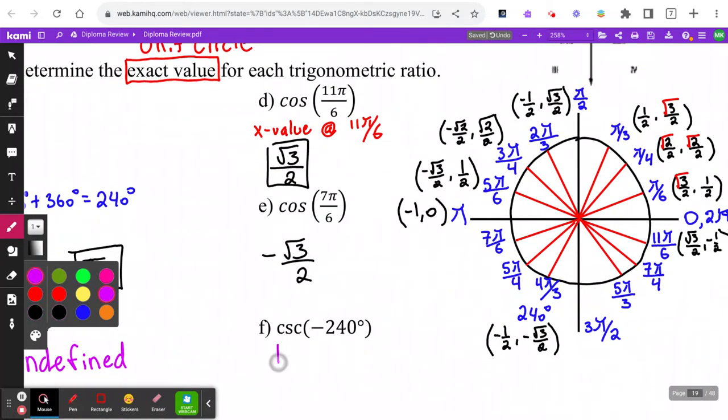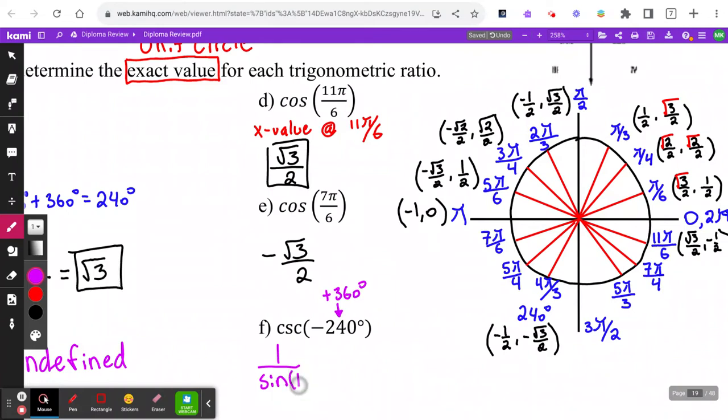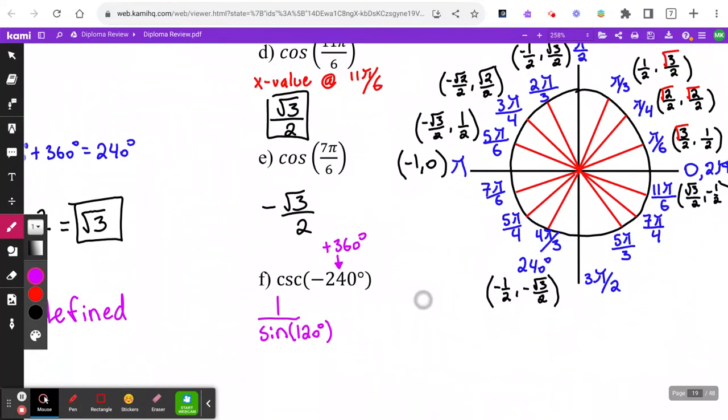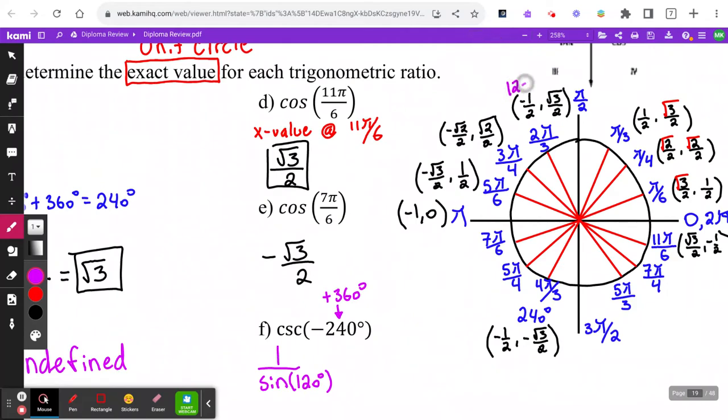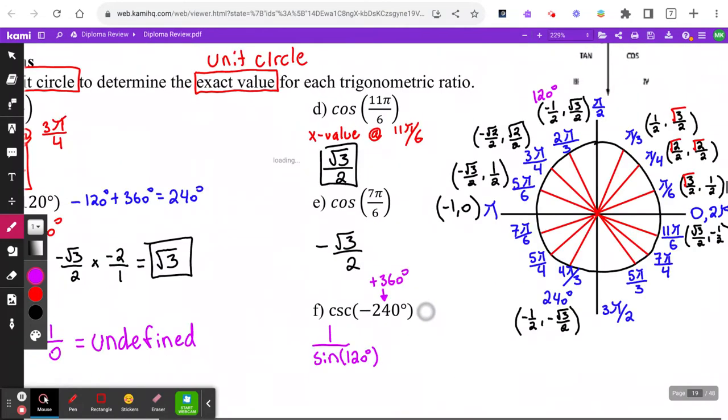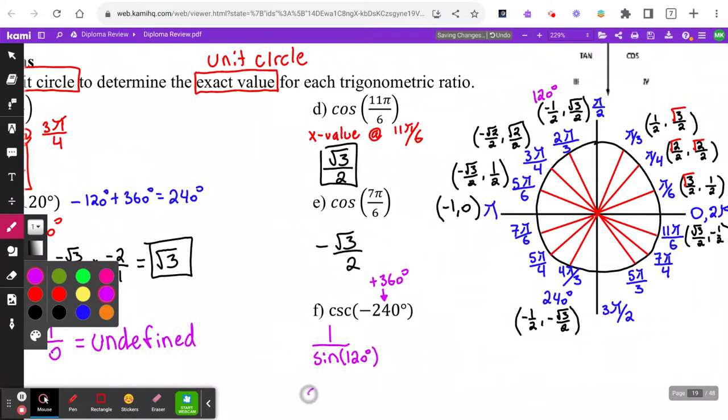I would change cosecant to 1 over sine again. And also, because I don't really like negative angles, I would add 360 degrees so that I have a positive coterminal angle, and it'll still get me the same answer. So this is sine at 120 degrees. So 1 over sine of 120 degrees. 120 degrees is up here. The y value is root 3 over 2.